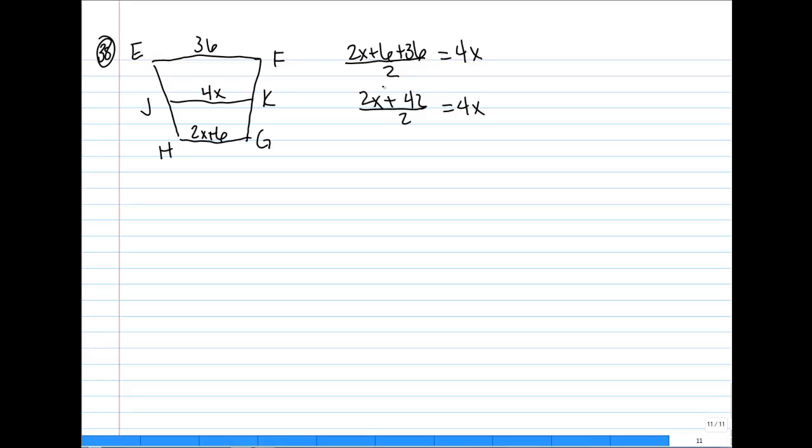To get this 2 out of the denominator, we can divide both of these tops by 2, but you have to divide both of them, that and that as well. So 2x divided by 2 is just x. 42 divided by 2 is 21. Move the x over. 21 is equal to 3x. Divide both sides by 3. X is 7.